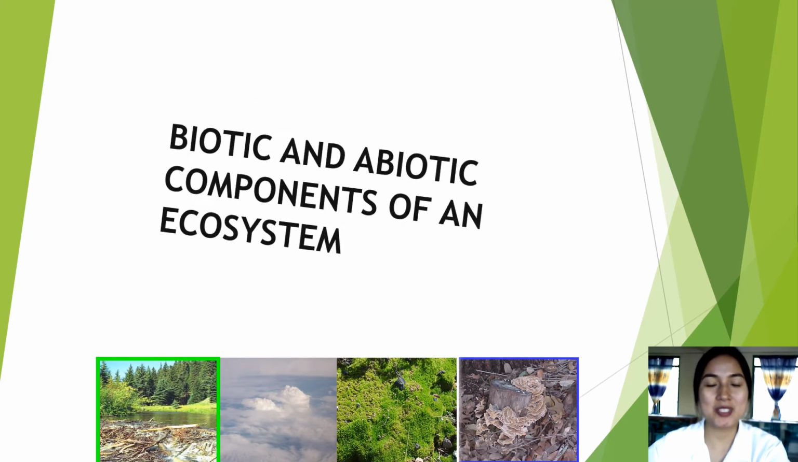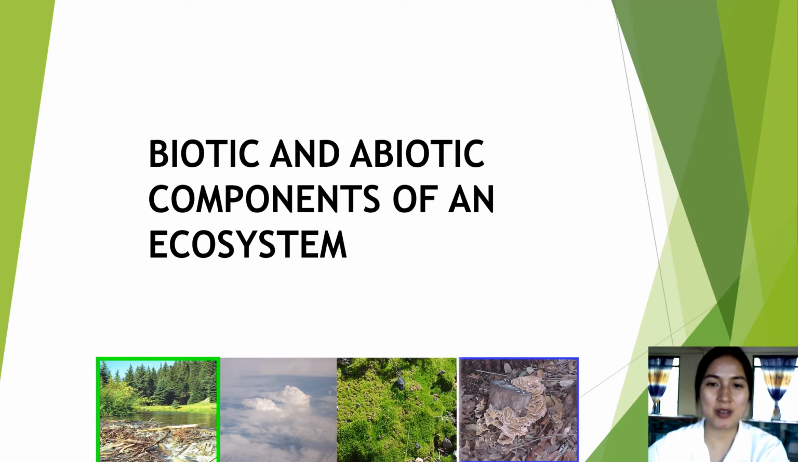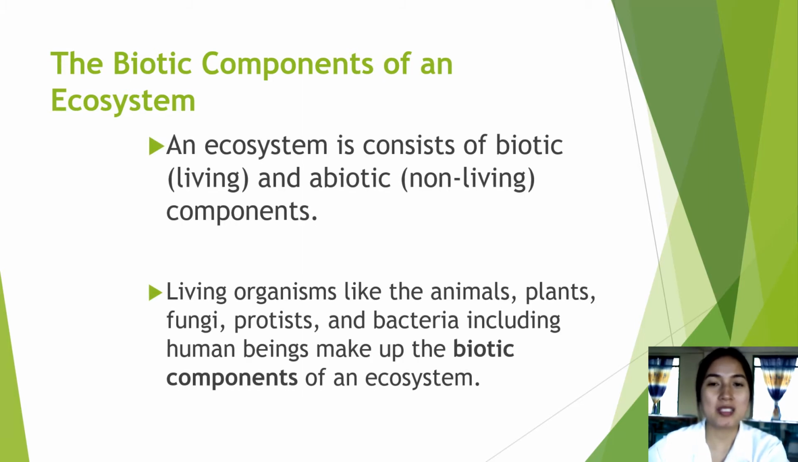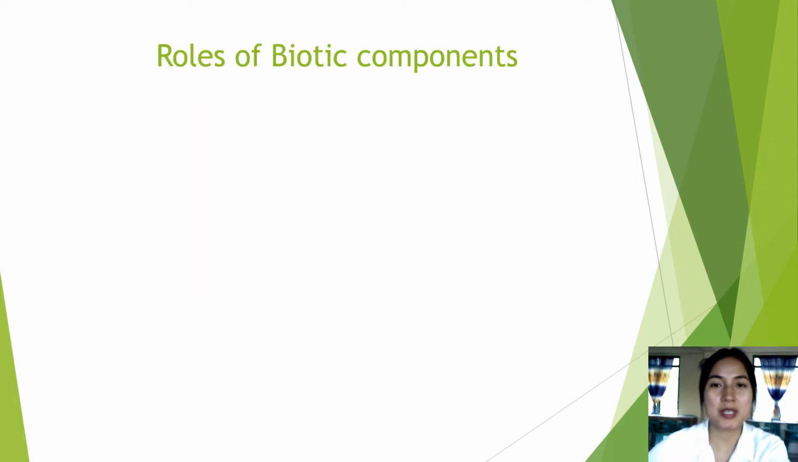Okay, so we can now proceed to biotic and abiotic components of an ecosystem. Are you ready? Yes, okay, so here it is. So we have the biotic components of an ecosystem. An ecosystem consists of biotic or the living and abiotic, the non-living components. Living organisms like the animals, plants, fungi, protists, and bacteria, including human beings, make up the biotic components of an ecosystem. So what are the roles of biotic components?